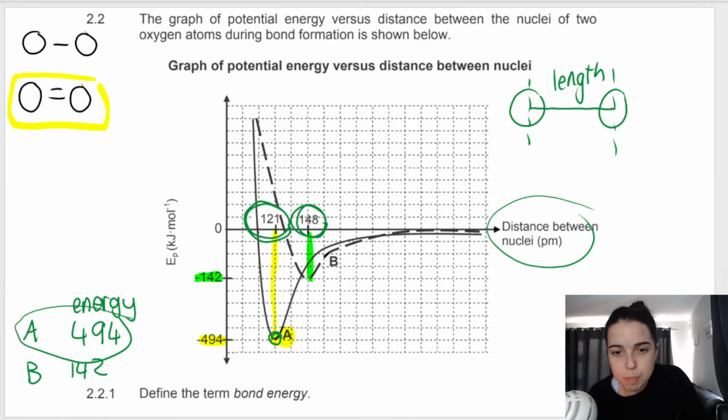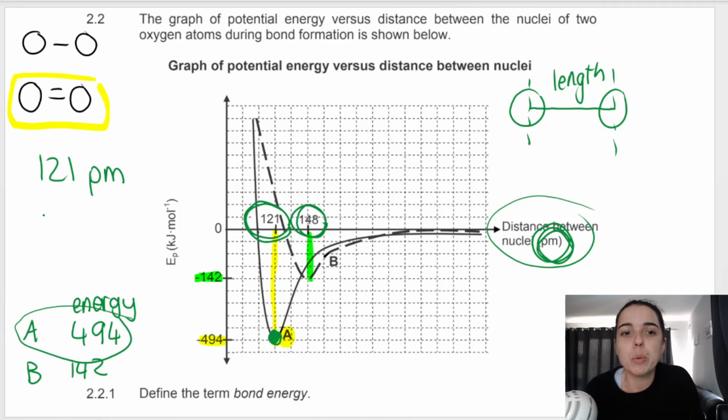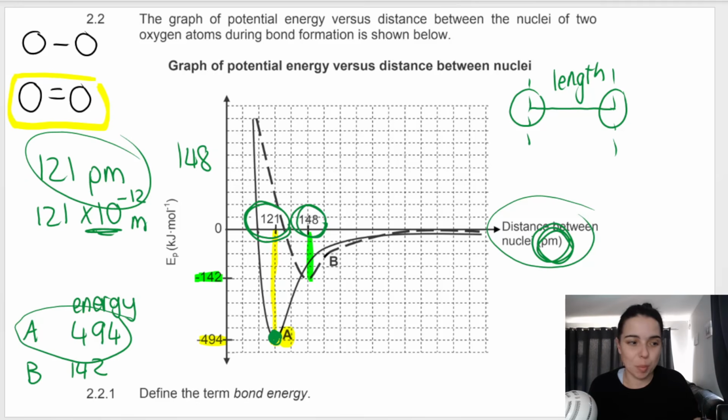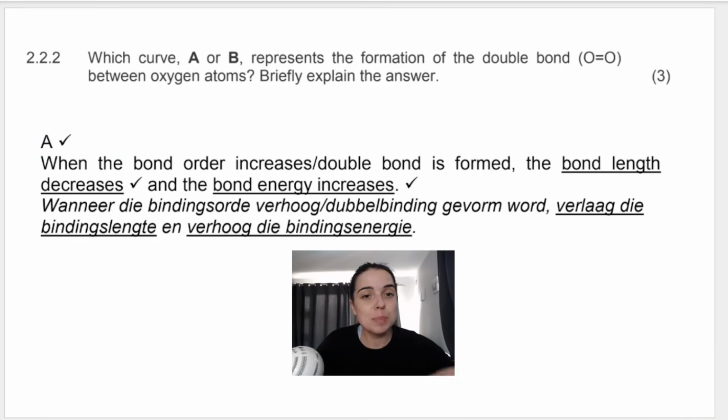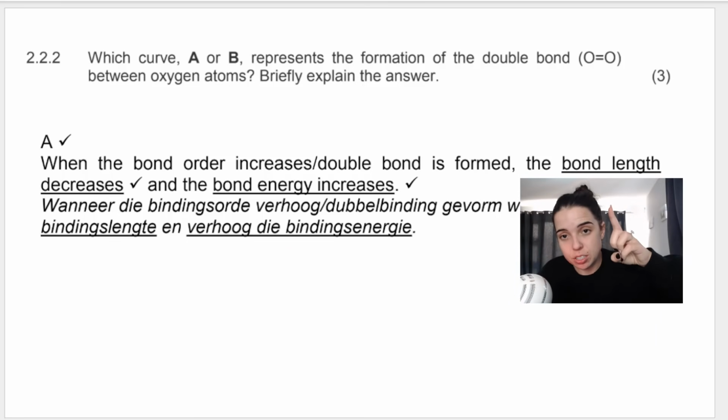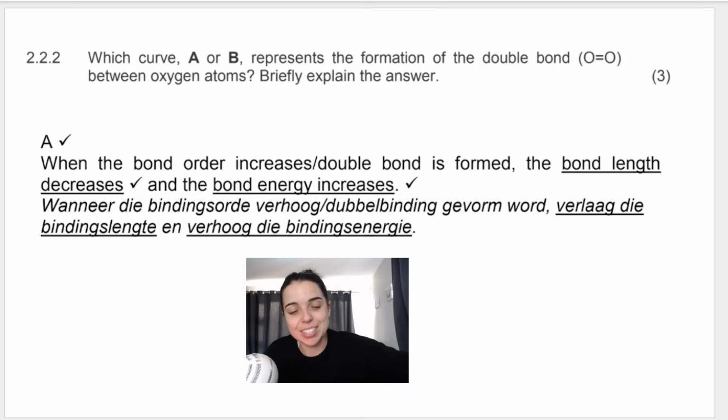And if you look at A, when the bond is formed at this low point in the curve, the internuclear distance is 121 picometers, which just by the way is 121 times 10 to the negative 12 meters. You times 10 to the negative 12 to convert to meters. And for B, it's 148 picometers. So which one has a shorter bond length? A. So A is definitely the double bond. It's the stronger bond. So this is how you would explain it: when the bond order increases, the bond length decreases and bond energy increases.